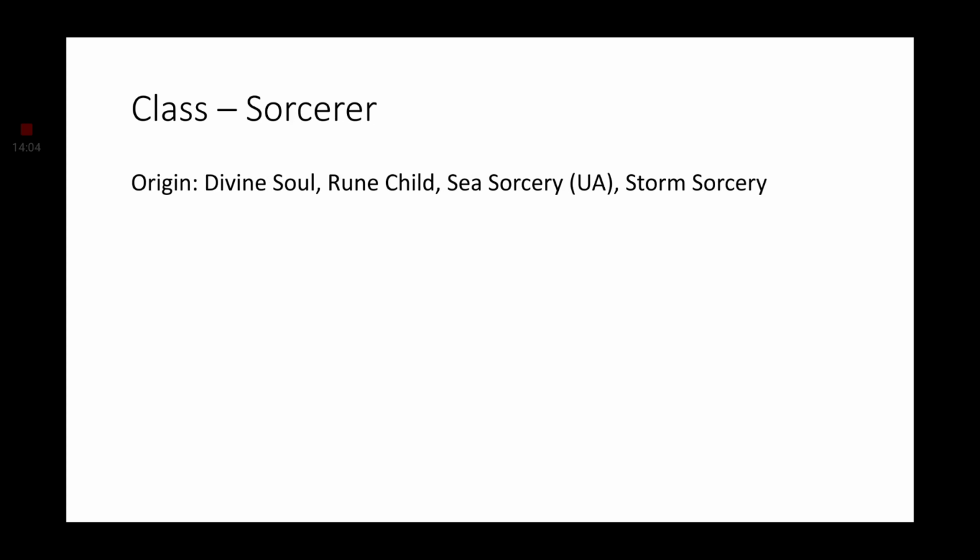Moving on to our next class, we have Sorcerer. For your Sorcerous Origin, Divine Soul, Rune Child, Sea Sorcery, and Storm Sorcery make the most sense, especially from a lore perspective. Most of the Tritons have a tight connection to their god. Rune Child, well, they do have a relationship with, I think it was Storm Giants, so learning a little bit from them sort of makes sense. Sea Sorcery is an Unearthed Arcana, and it just makes sense because they're from the elemental plane of water.